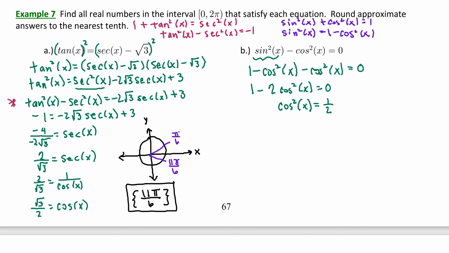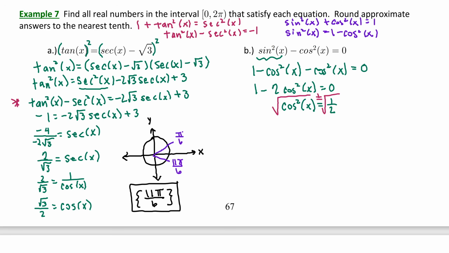We can solve this quadratic trigonometric equation now with the square root property. We'll just apply the square root to both sides. The square root of cosine squared of x is cosine of x, and applying the square root to the top and bottom of the fraction on the right, the square root of 1 is 1, and the square root of 2 does not simplify.